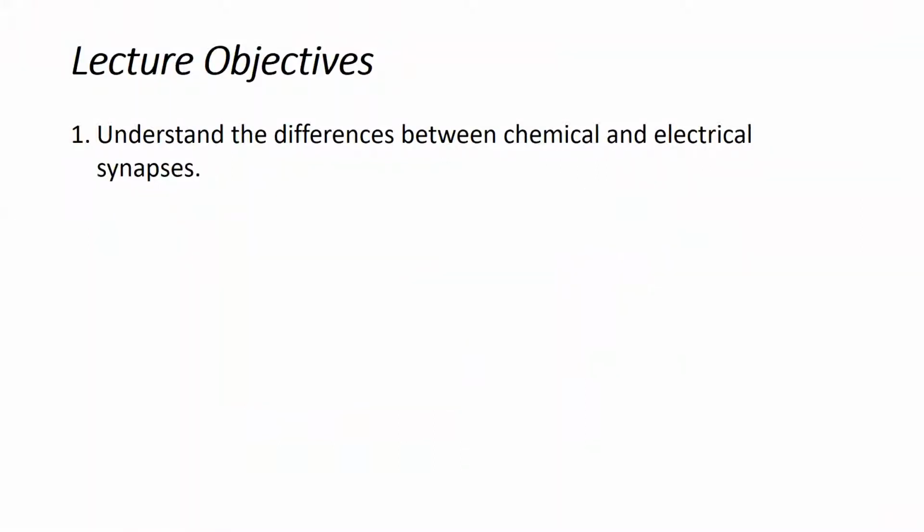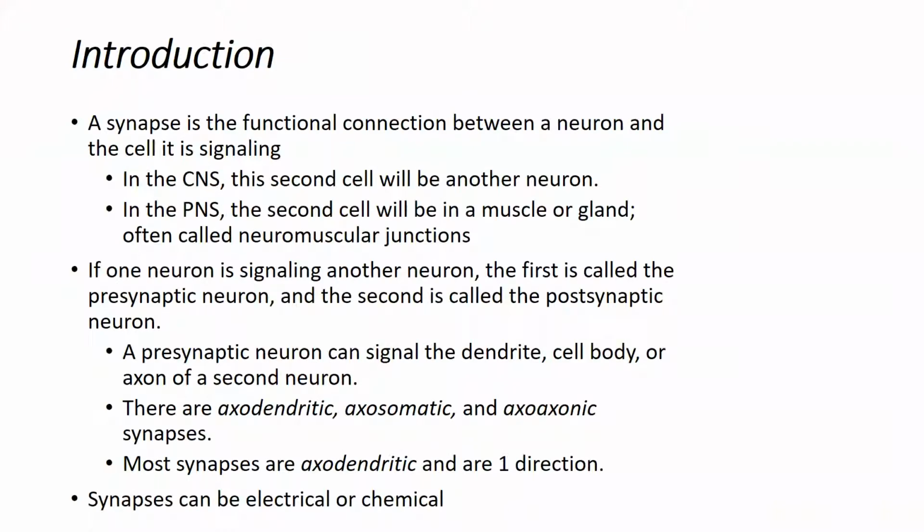And we're going to talk first about the differences between a chemical and electrical synapse. Okay, so a synapse is essentially the functional area of connection between a neuron and a cell that's being signaled. So we have one neuron and another type of cell that is signaling.